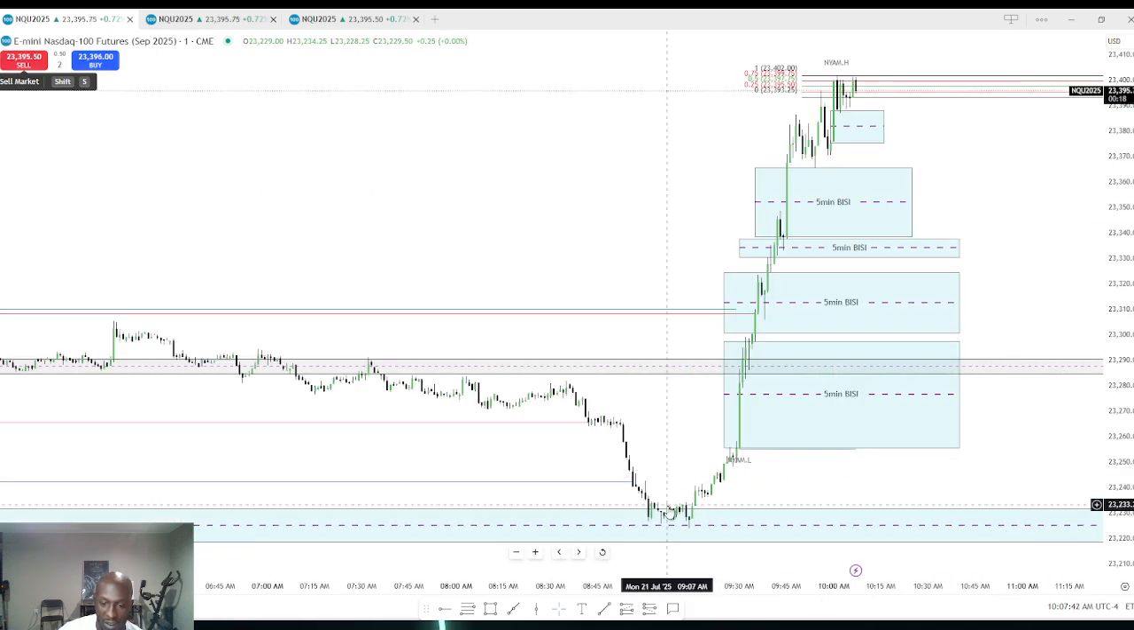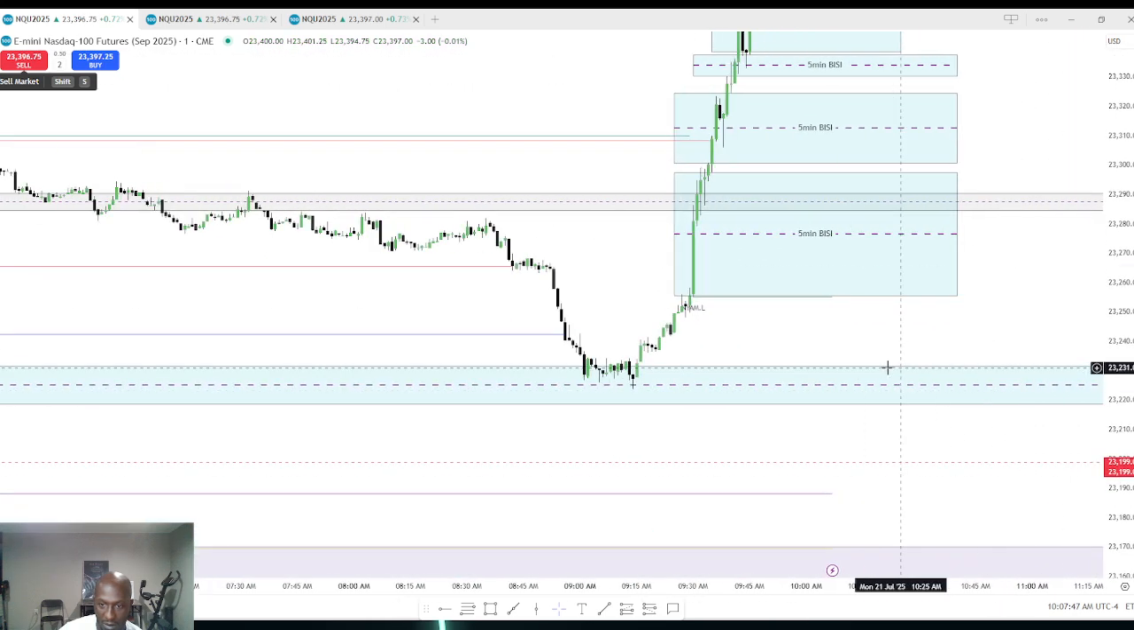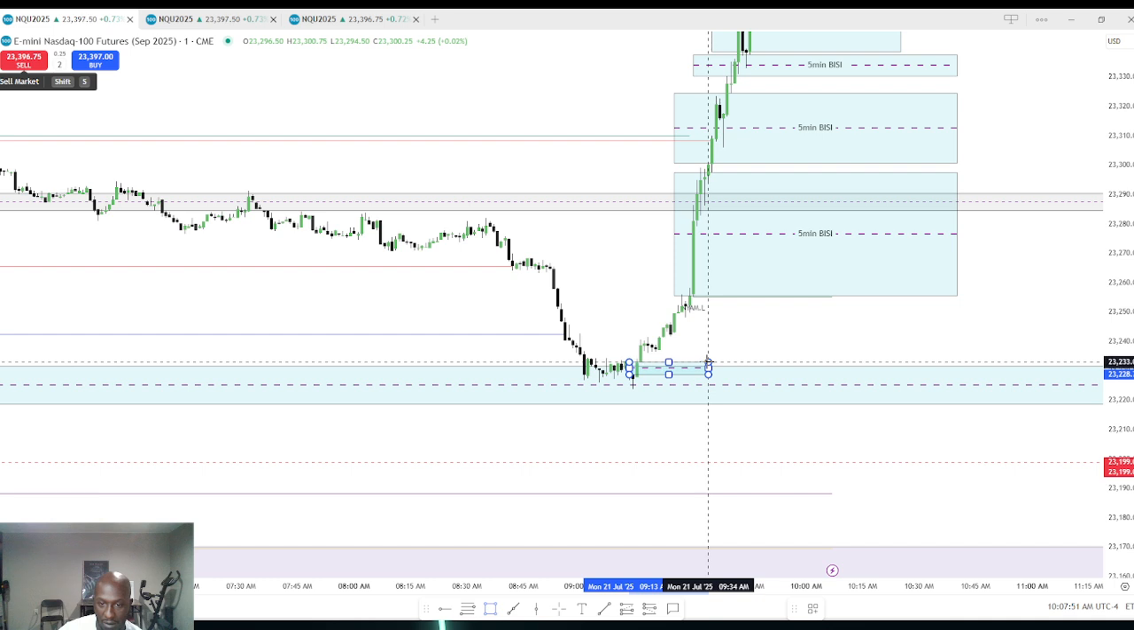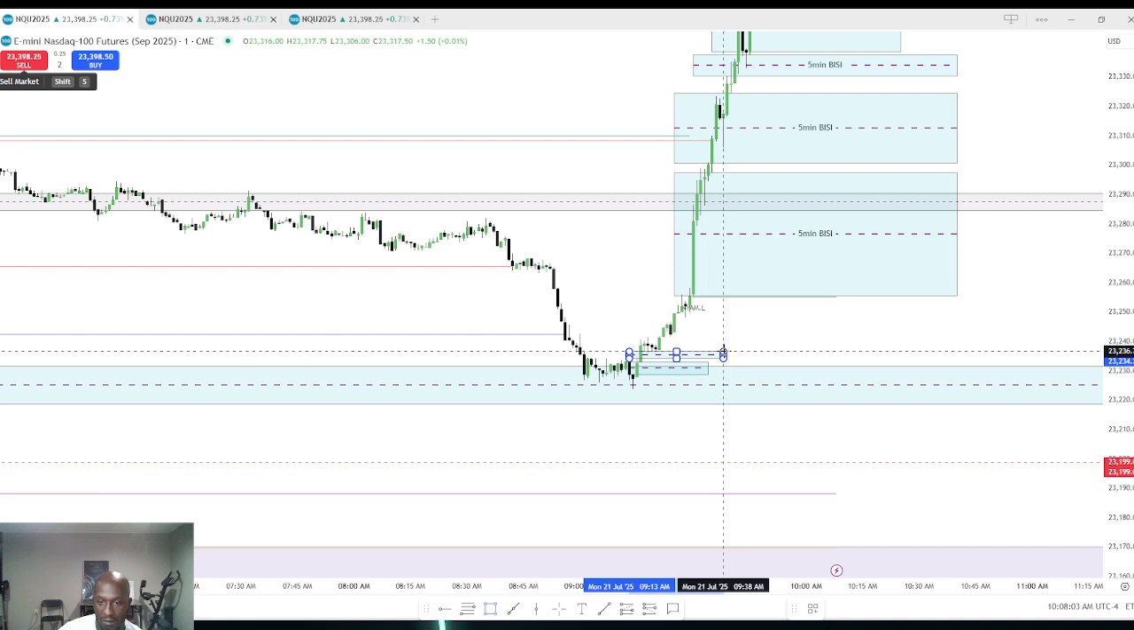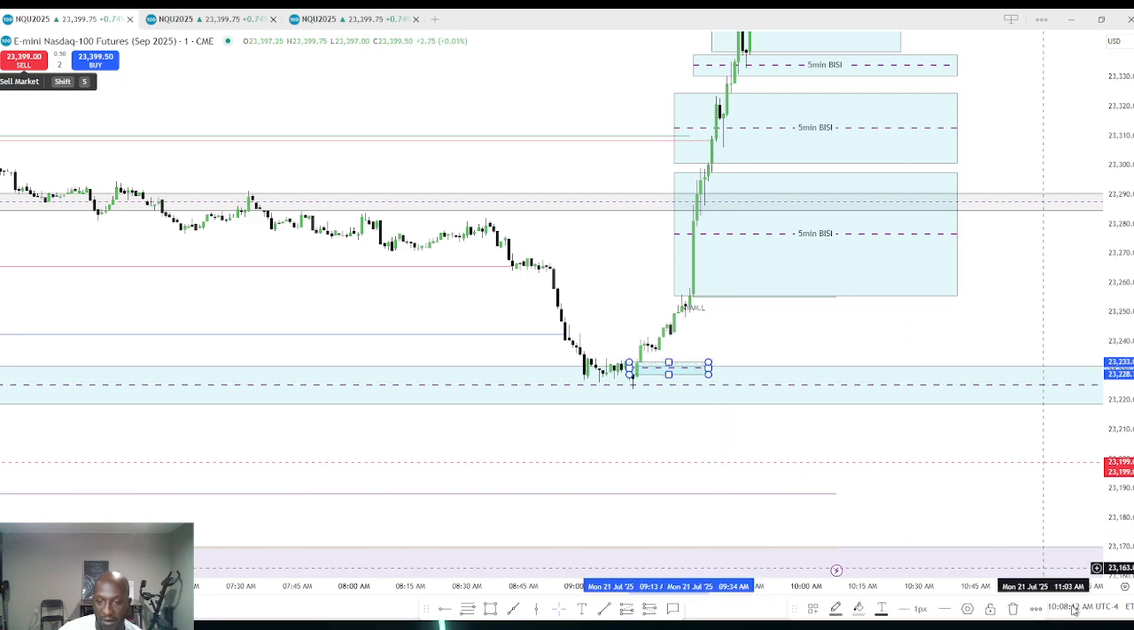You go down to here. There's your entry. Entry there, stop loss either here or bottom of that. And then if you entered off of this one, enter there, stop loss at the top of that. But again, missed that one.